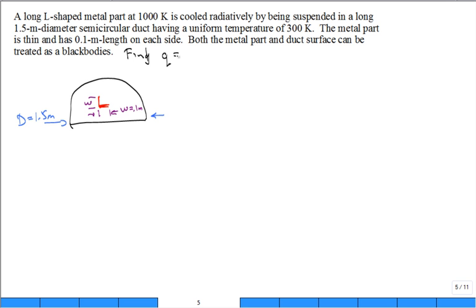What is Q? It is the rate of heat transfer from the hot part to the cooler enclosing semicircular duct, per length of the hot part. So we're looking for Q prime, or Q per unit length into the third dimension of that part. How are we going to solve it? How would we solve it?